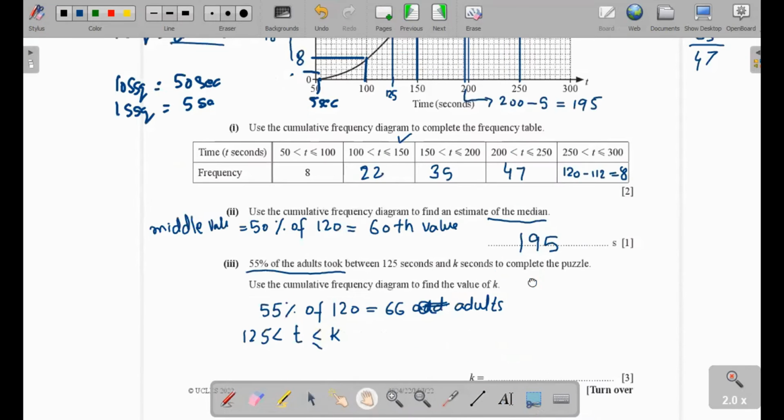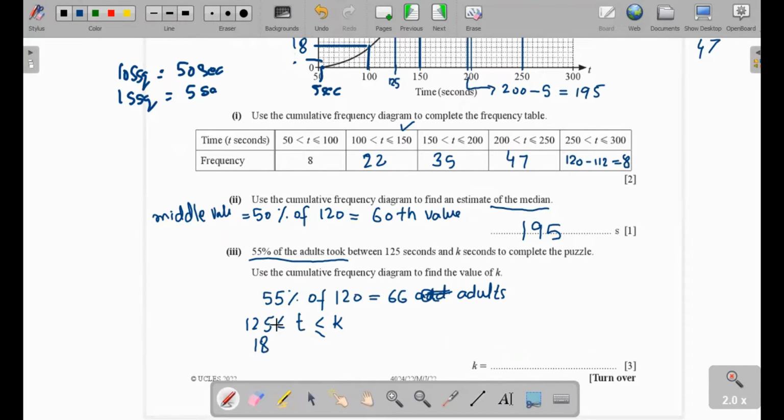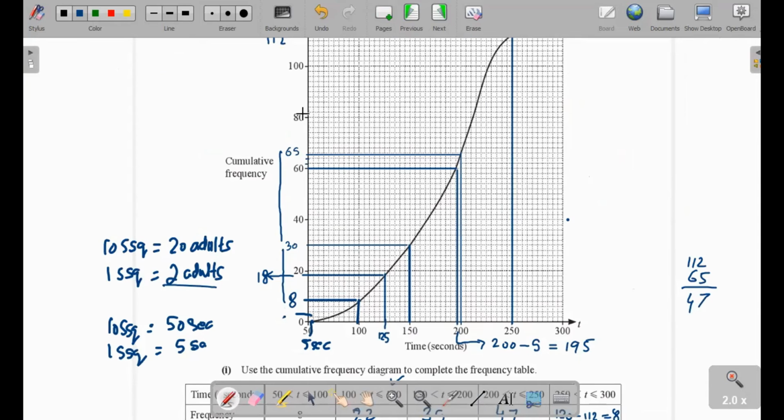The number of adults who completed the puzzle in 125 seconds is 18, and the number of adults who completed the puzzle in k seconds is B. The total number of adults in between is 66. Now the value will be equal to B minus 18. So B is equal to 66 plus 18, which is 84. That is 84, and we mark a line.